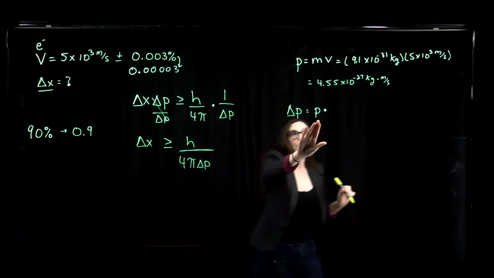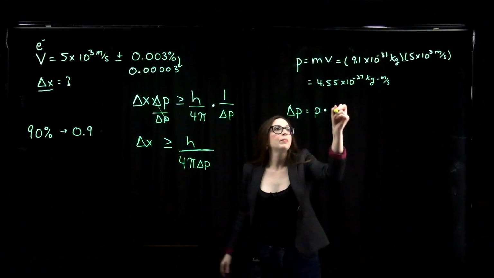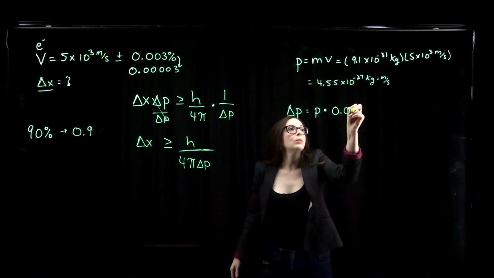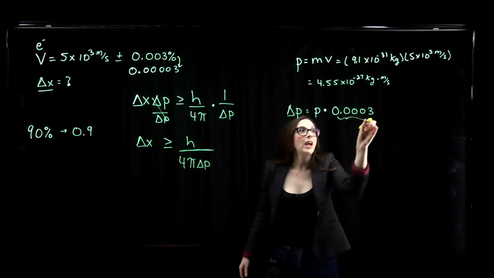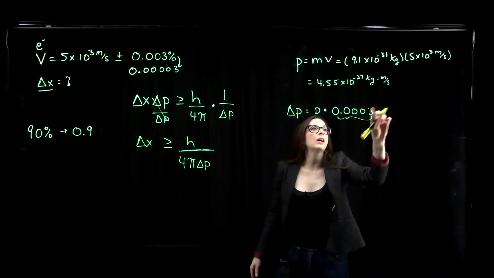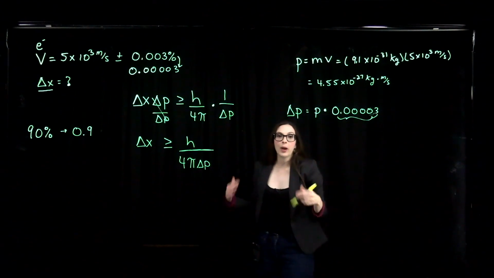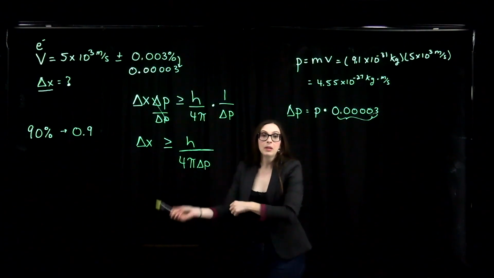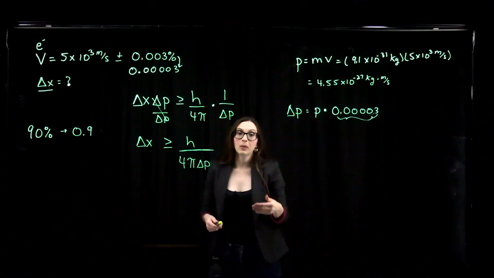So I'm going to multiply my momentum by 0.00003. This is the accuracy. Oh, I need an extra 0 there. 4 zeros and a 3. This is the accuracy to how well do I know my momentum. I know my momentum as well as I know the speed.